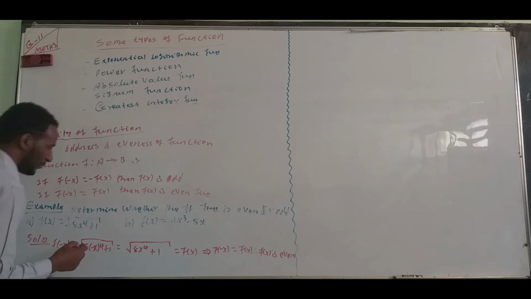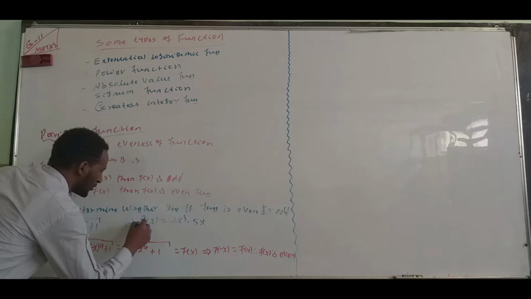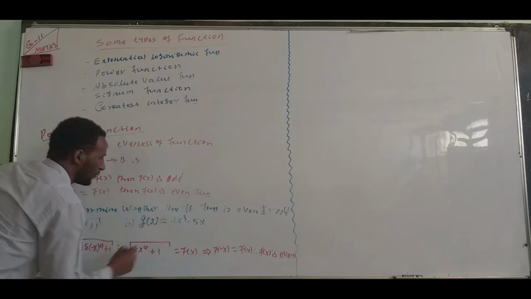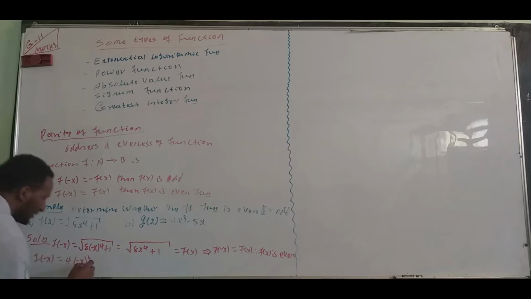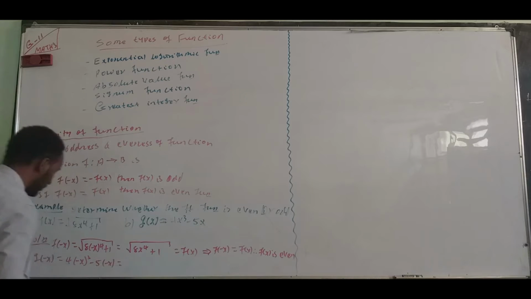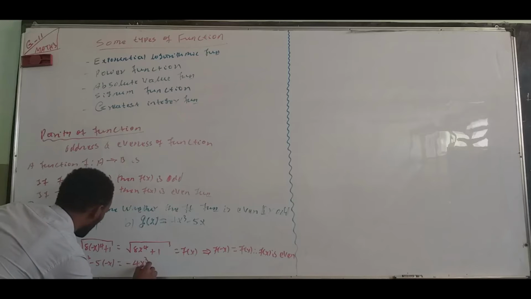And let us take for this function g of x is equal to 4x cubed minus 5x. Let us take g of negative x, which is equal to 4 times negative x cubed. We have to substitute negative x at the place of the independent variable of the function g. Minus 5 times negative x, which is equal to negative 4x cubed plus 5x.